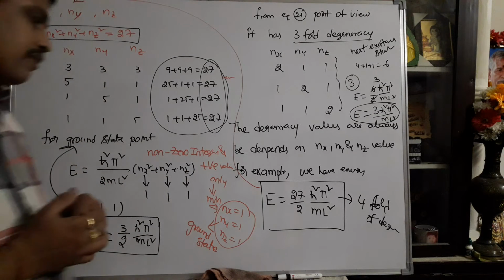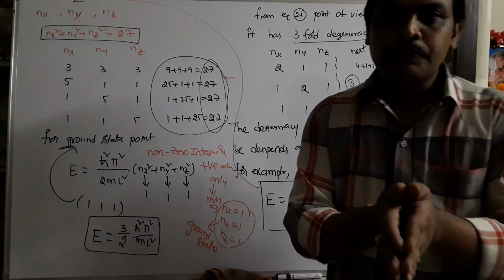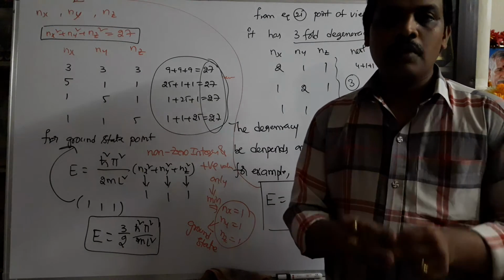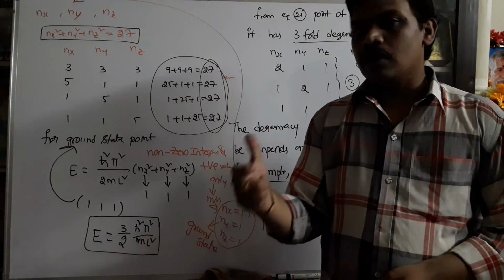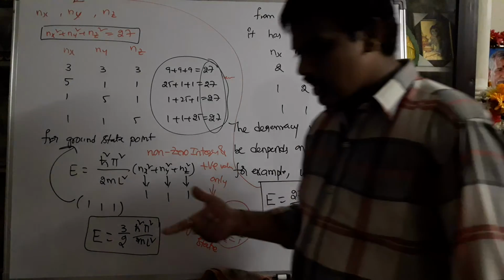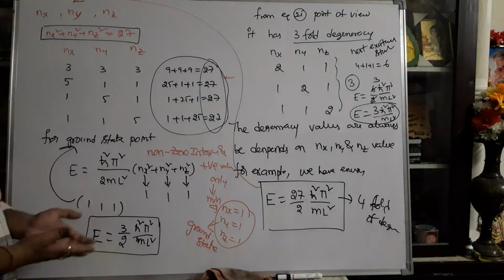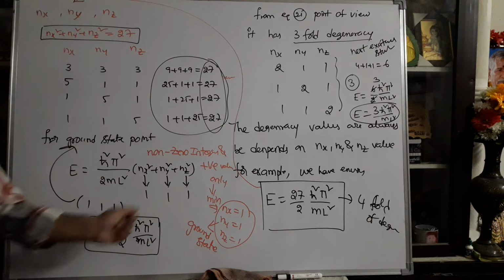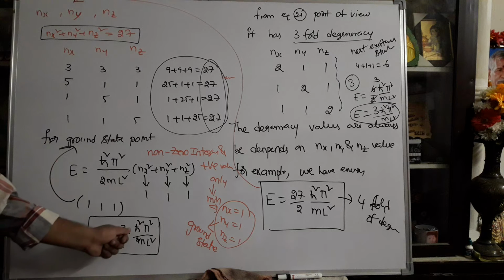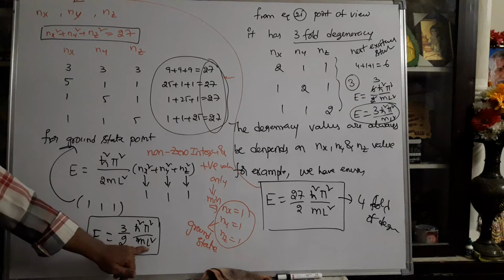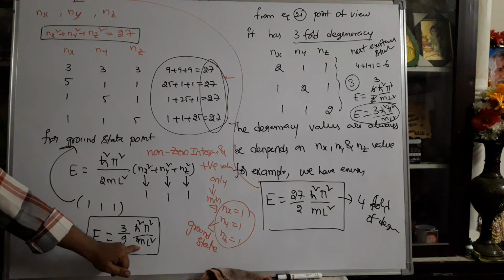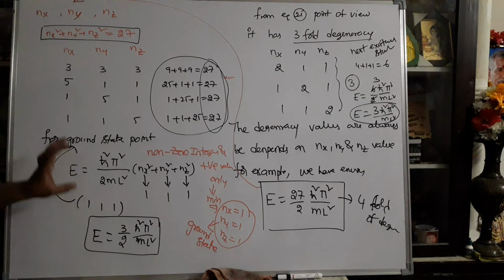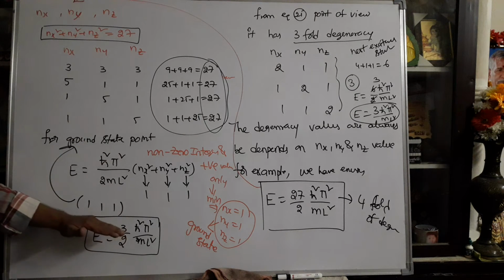Since nx, ny, nz are all non-zero and positive, the ground state energy has nx, ny, nz values taken as 1. In positive values, the least number is 1, so the least value corresponds to the ground state energy. We substitute 1, 1, 1 and get the ground state energy as 3 by 2 h cut square pi square by m l square. Here L is the length of the box, m is the mass of the particle, h cut is h by 2 pi, and pi value is 3.14. Based on this expression, after the ground state, you get the higher energy levels.